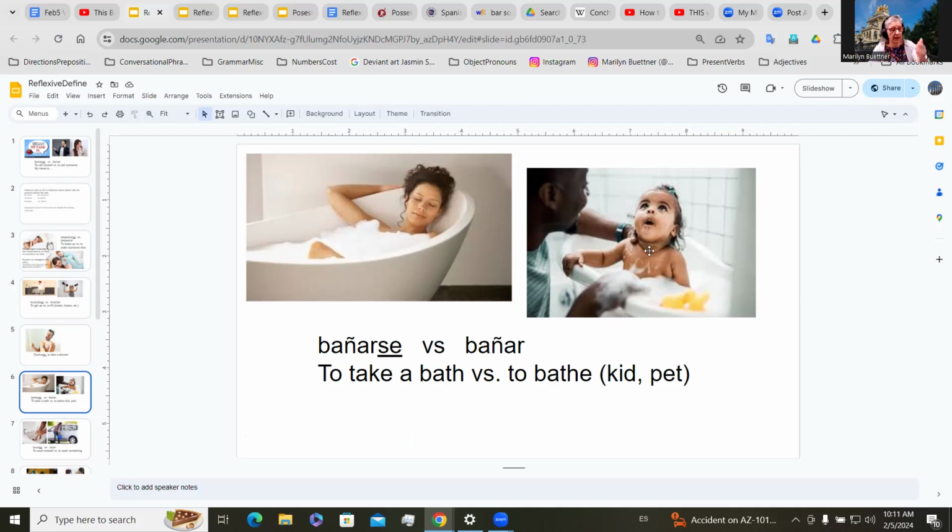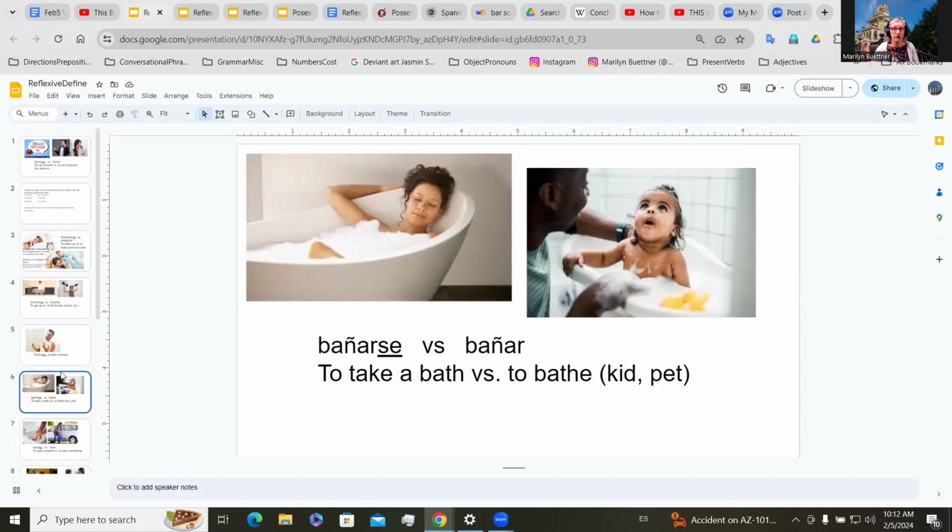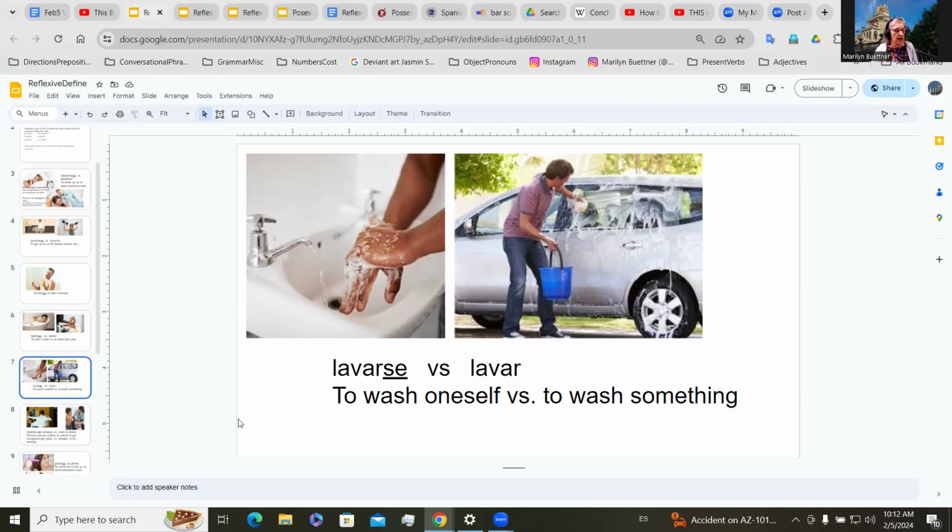Bañar is to bathe somebody else, which obviously you would do with a little kid or with your dog. You got to give your dog a bath. That's just bañar. But bañarse is to take a bath, right? In English, we say take a bath or take a shower. Well, that is reflexive because I'm doing the bathing or the showering to myself. So that is considered reflexive, right?